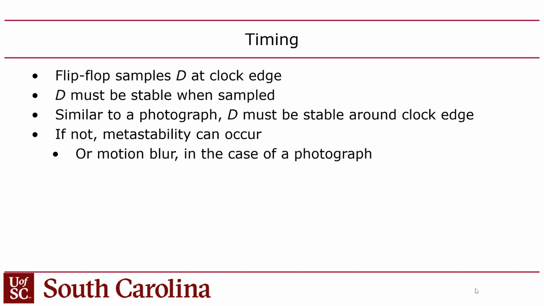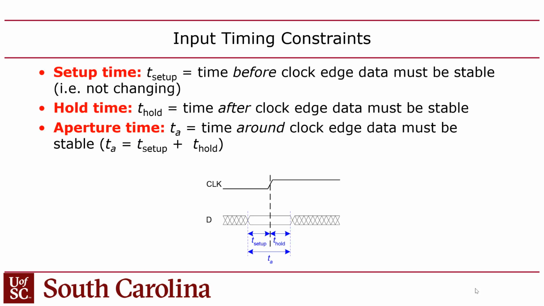Okay, so, oh yeah, sorry, I should have shown this. This is a picture of the clock and the D input. Again, the setup is before the clock edge, the hold is after, and if you add those two, it's T sub A, the aperture time. Make sense? Okay, so ideally you wouldn't change anything in the aperture time.